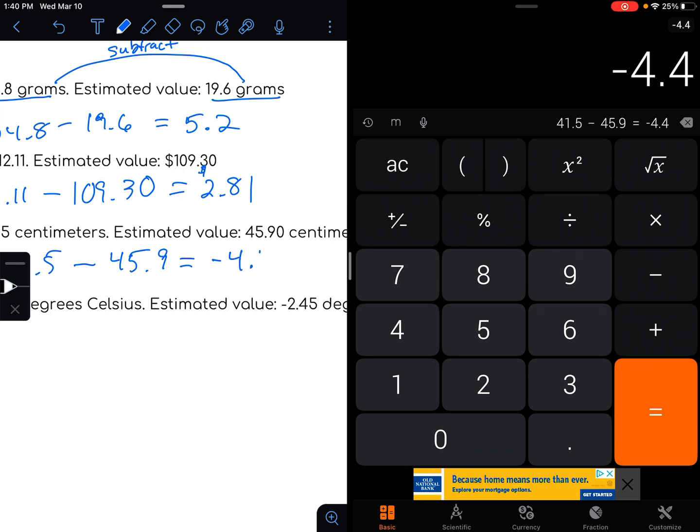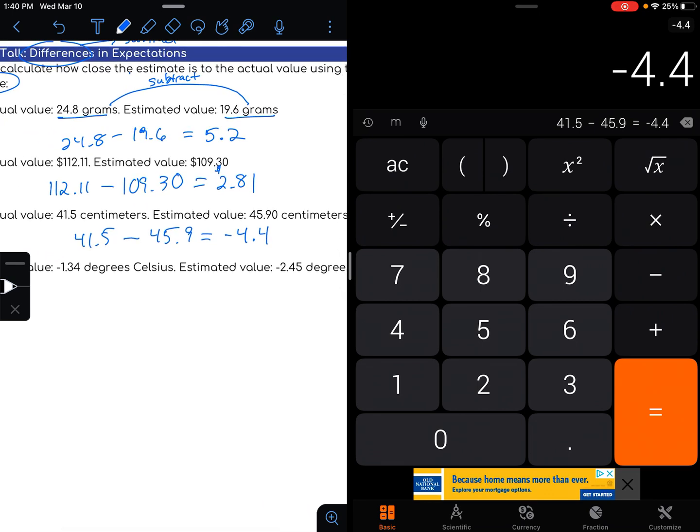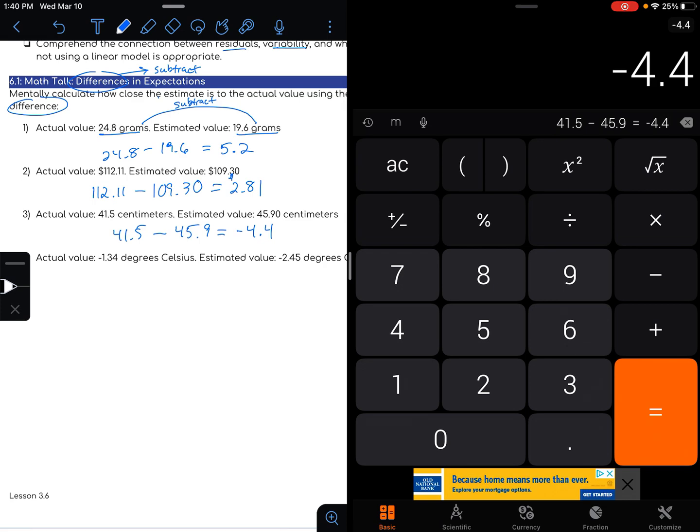I'll just keep my calculator up here. So the difference between the actual and estimated is now a negative because the actual was smaller than the estimated. Keep that in mind because we'll be coming back to that today as well.